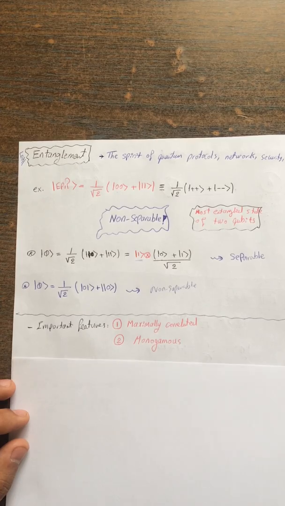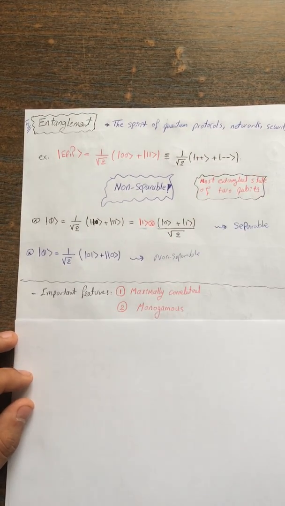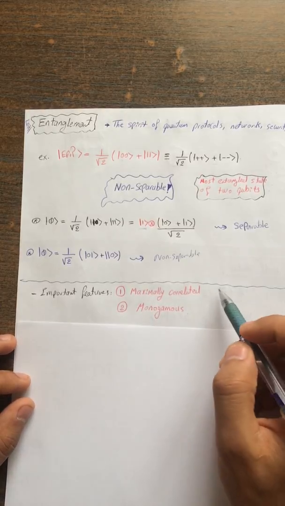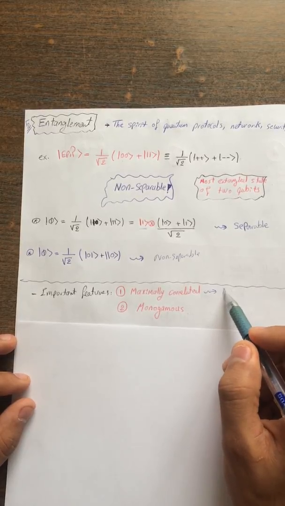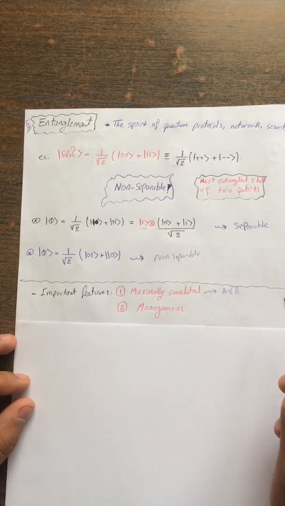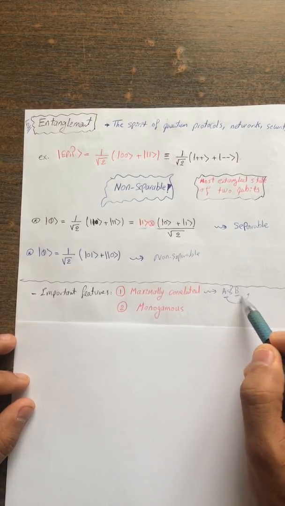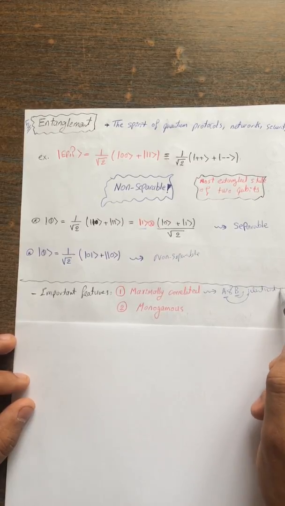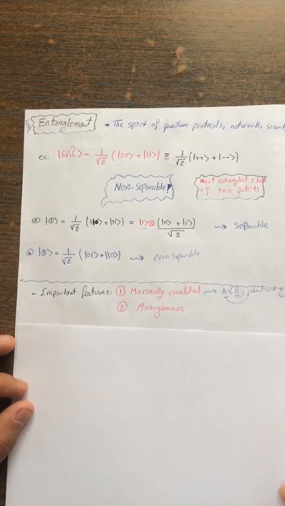An important feature of an entangled state, or entanglement in general, is the so-called maximal correlation. Maximally correlated state means that if I measure in the basis of A and B, and measure them in the same basis, I can find that the outcomes are actually identical. Identical outcomes, maybe 50-50, for example, for 2 states A and B, or 2 systems A and B.